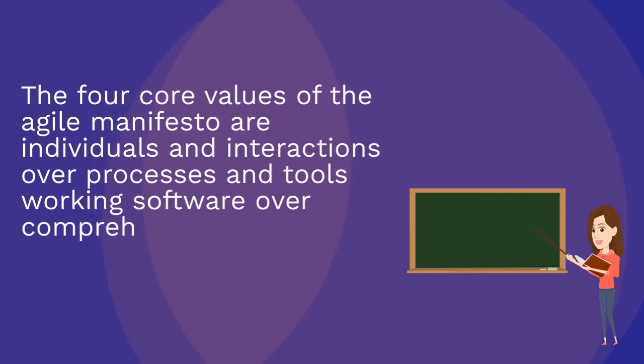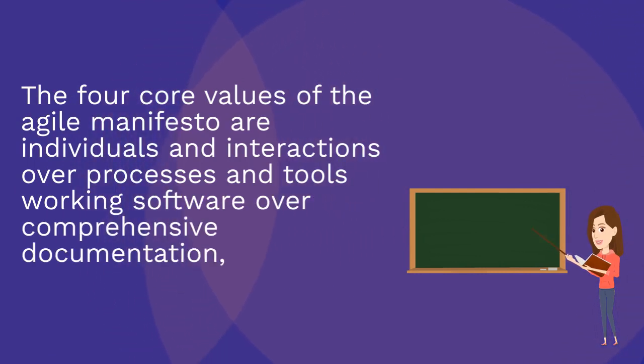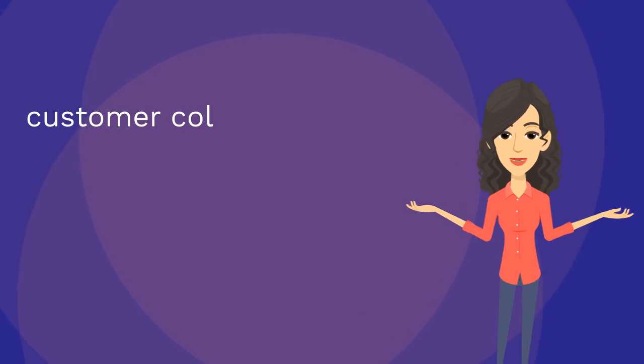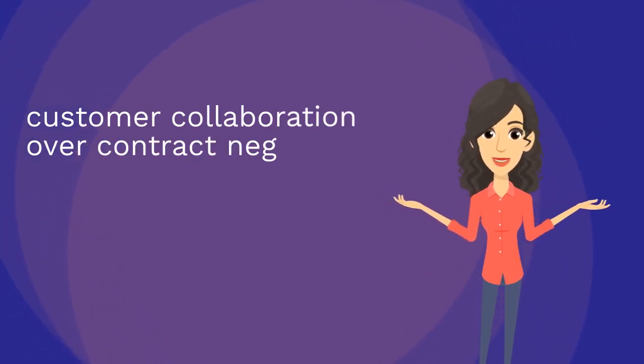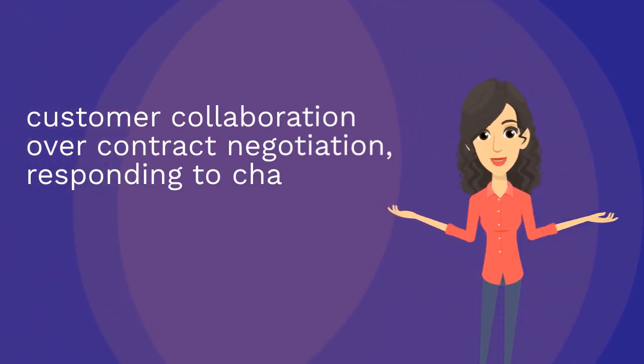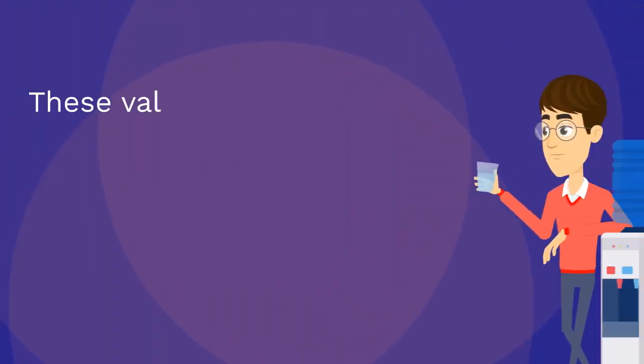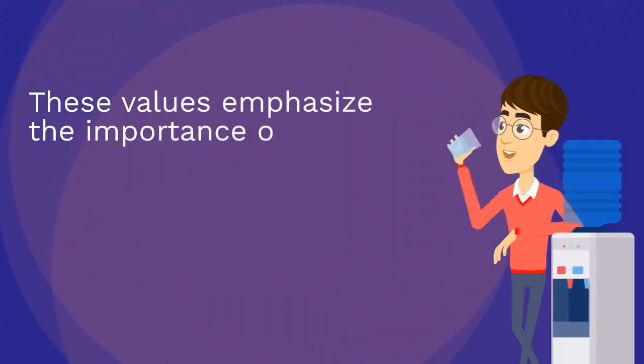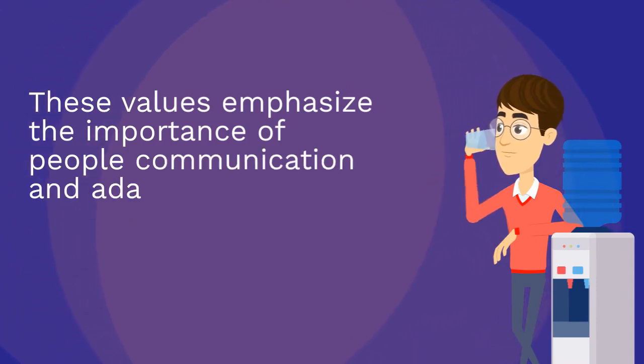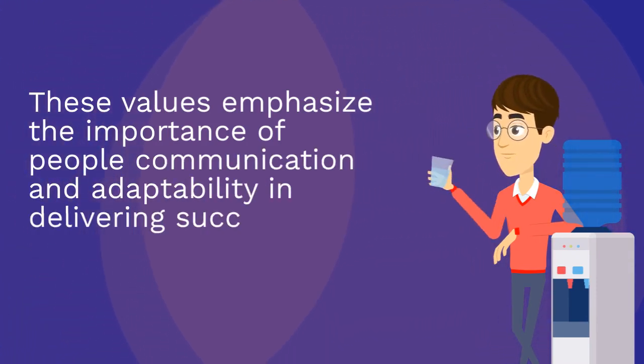The 4 core values of the Agile Manifesto are individuals and interactions over processes and tools, working software over comprehensive documentation, customer collaboration over contract negotiation, responding to change over following a plan. These values emphasize the importance of people, communication, and adaptability in delivering successful projects.